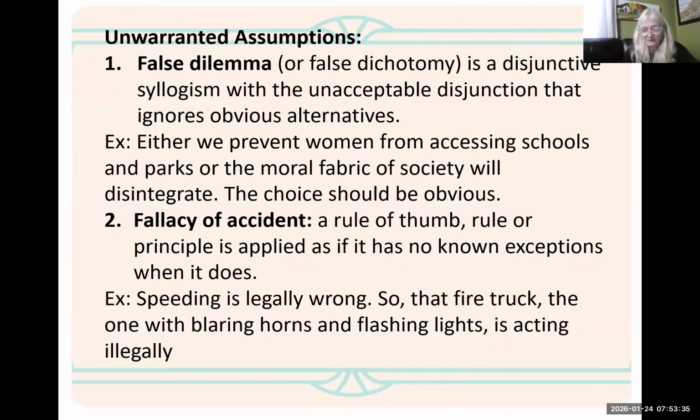Next is the fallacy of accident. This is a rule of thumb, or rule of principle, which is applied as if it has no known exceptions when it does. Okay, so this is just a misapplication of a principle by using it for its well-known exception. This is an example. Speeding is legally wrong, so that fire truck, the one with blaring horns and flashing lights, is acting illegally.